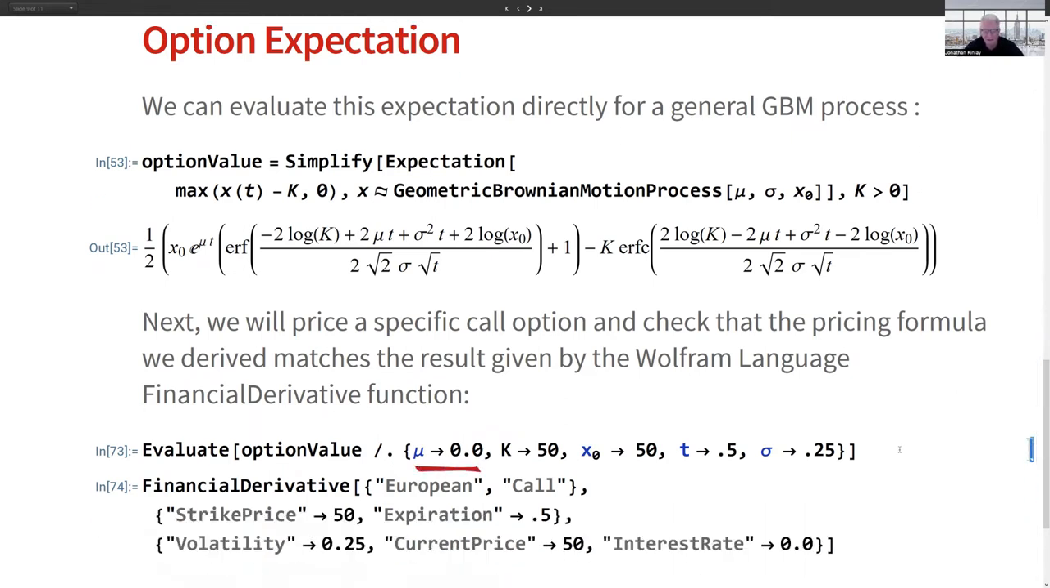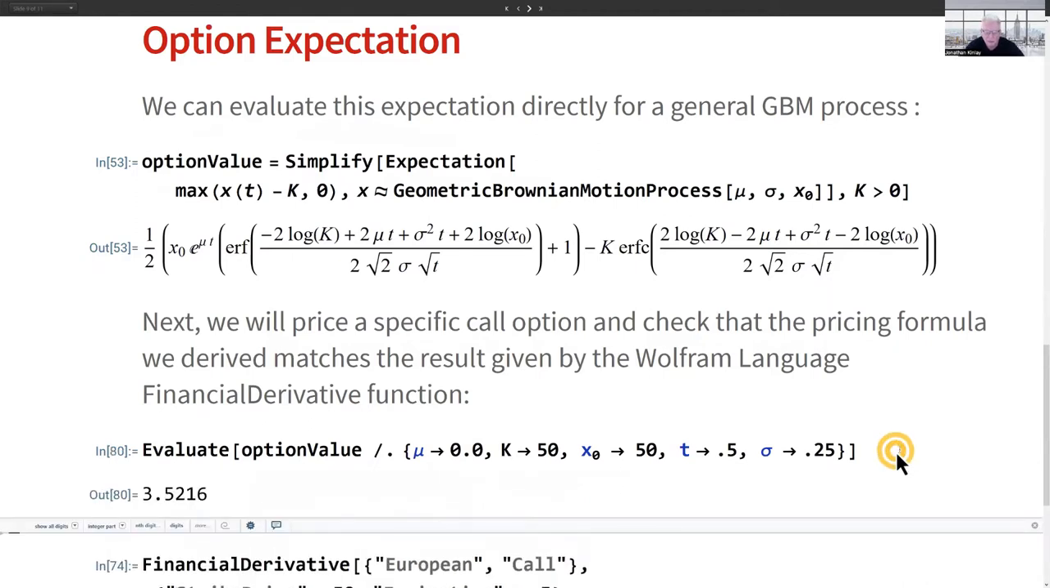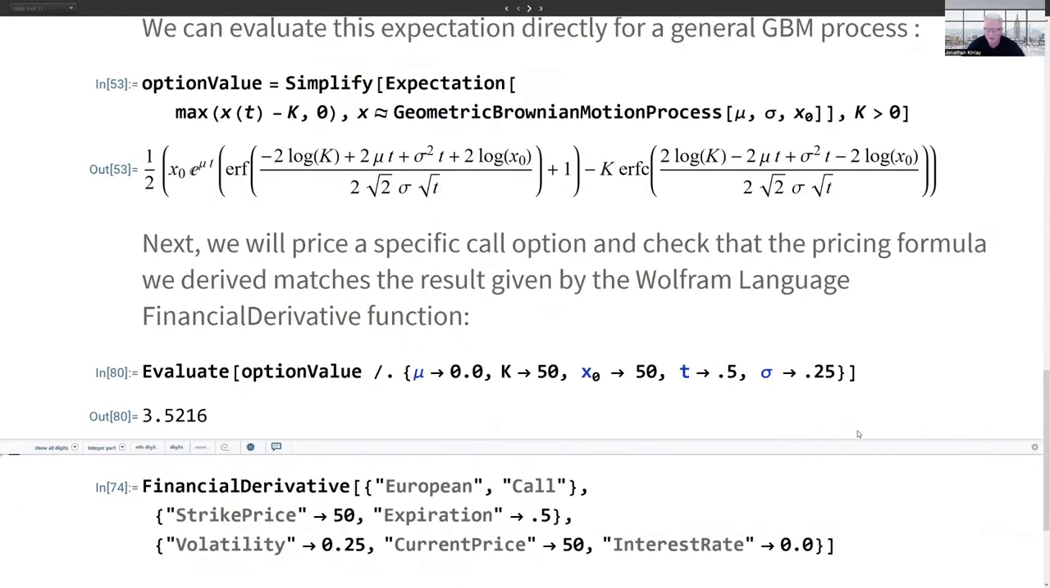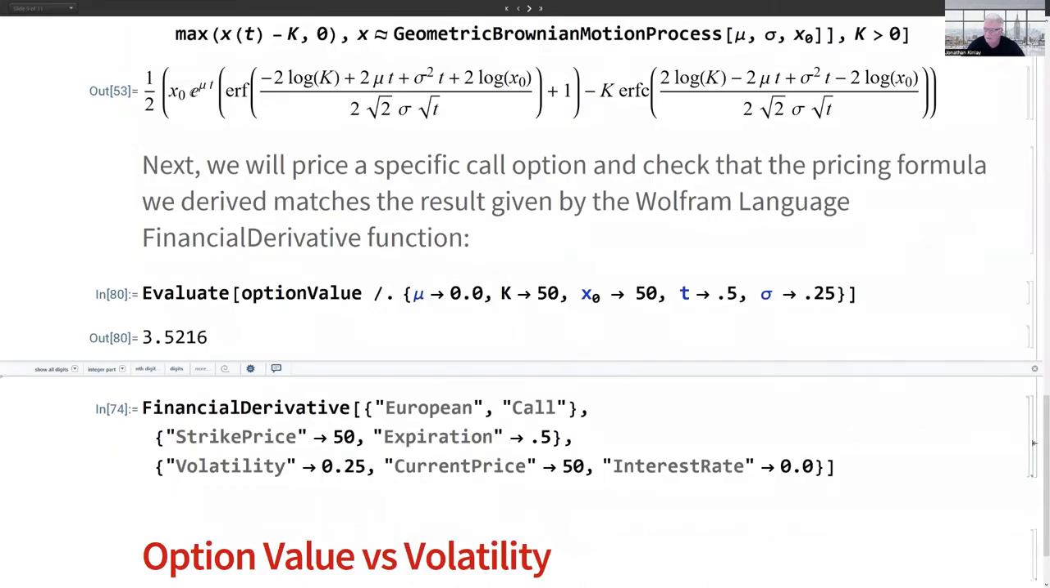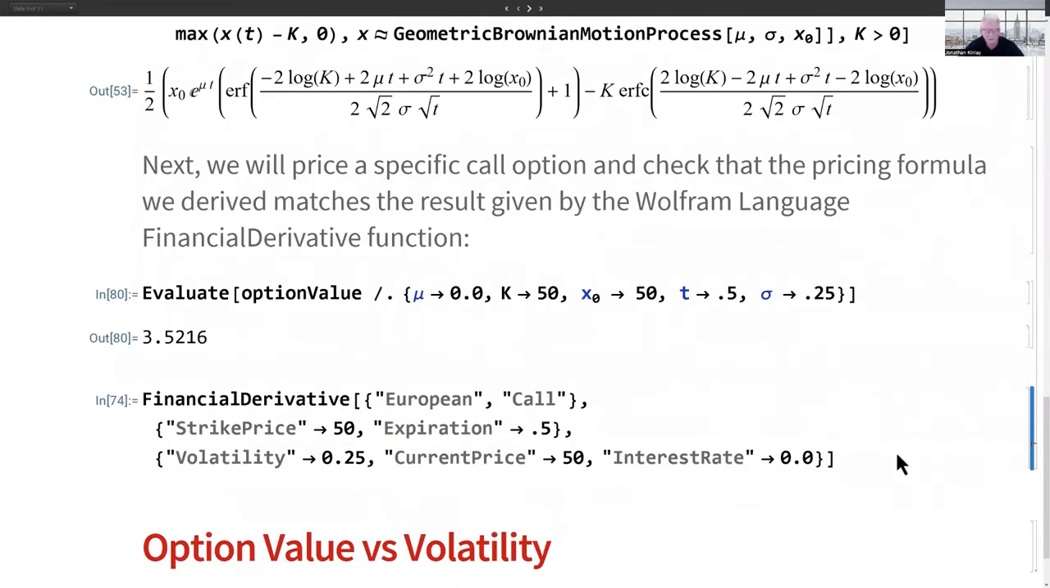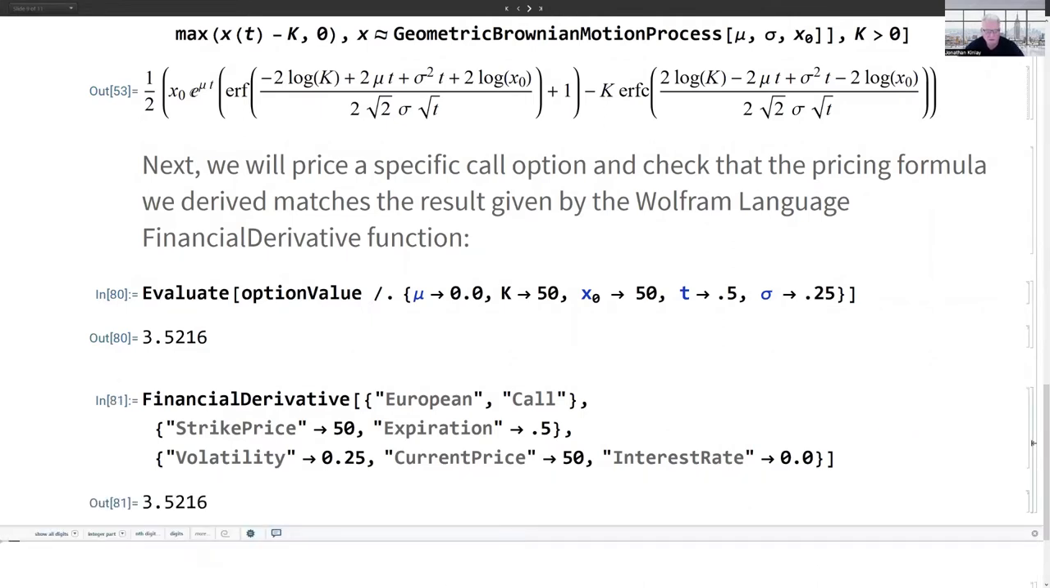Here, for example, I'm setting the drift mu to zero, strike price K to 50, initial stock price of 50, the maturity of the option is 0.5, and sigma set to 0.25. Evaluating that option using our option value function, we arrive at the value of 3.52. And we can compare that with the value calculated using the standard Black-Scholes formula using the financial derivative function in the Wolfram language for the same parameters.